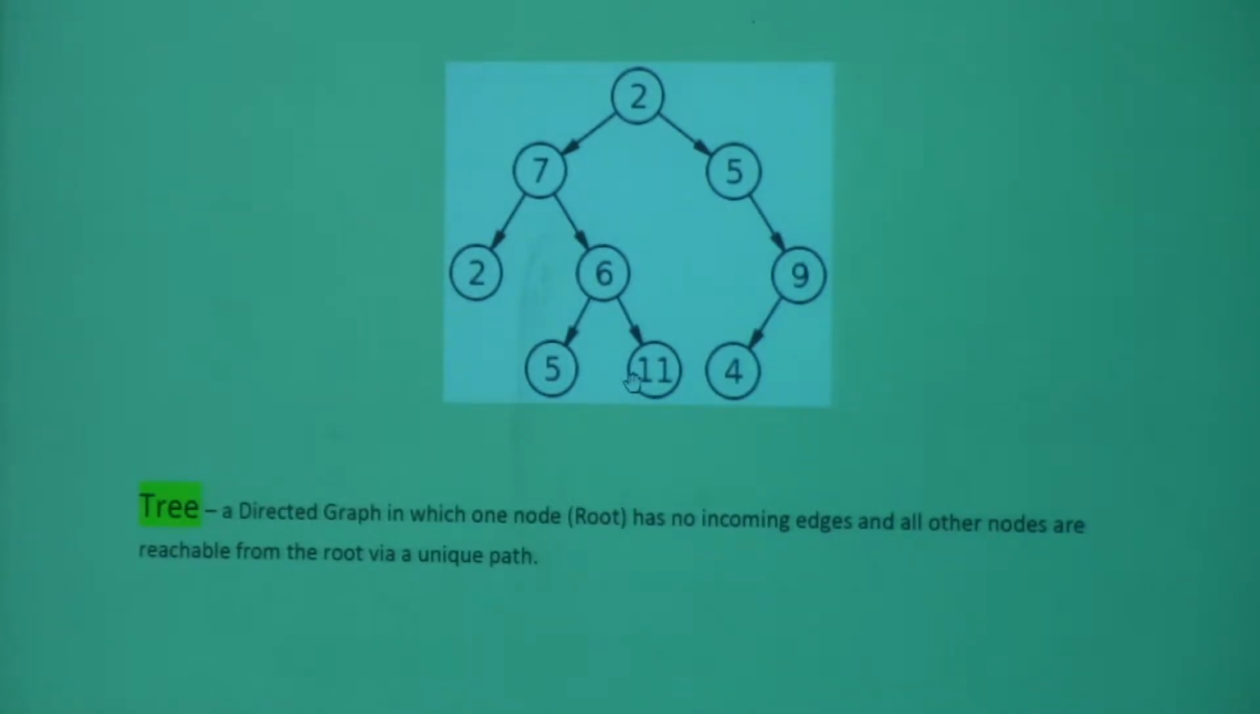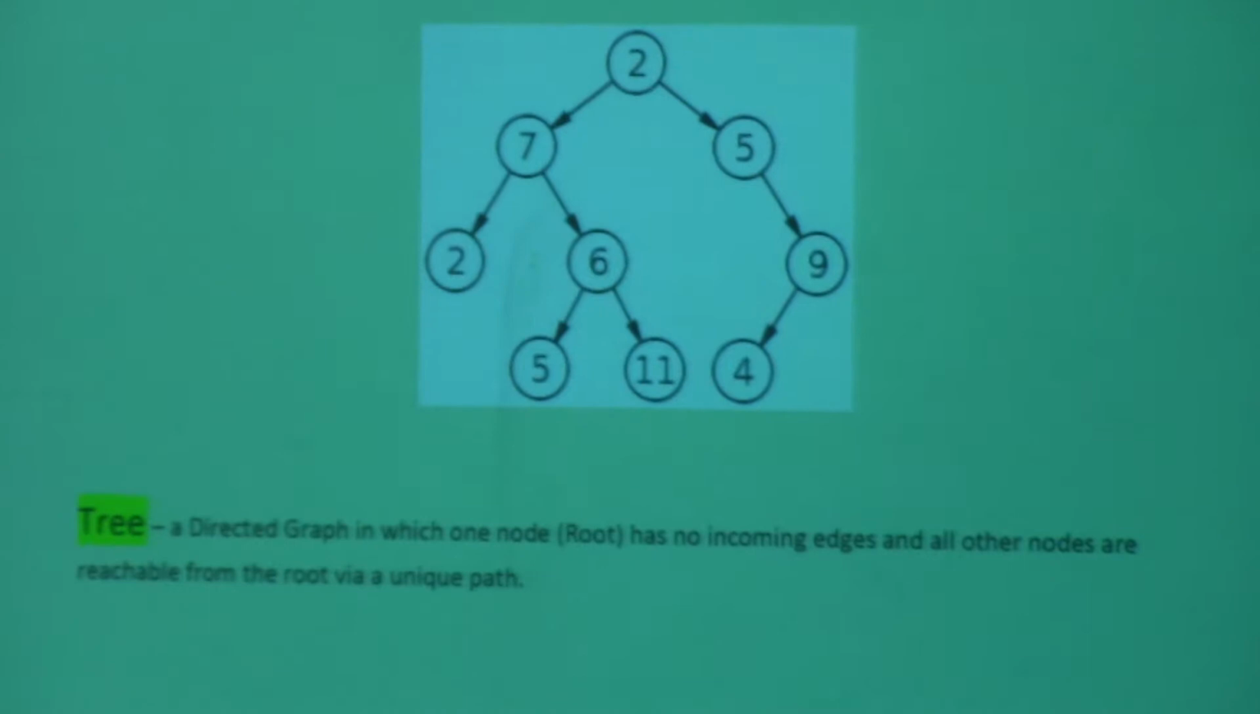Now, what is a tree? A tree is a digraph. It's a directed graph where one node, which is known as the root, has no incoming edges. There's no edges coming into the root. And all the other nodes are reachable from the root with a unique path. So notice that if I start at the root, I can get anywhere. If I start at 2, I can definitely get to 11. I have to take a left, and a right, and a right. Notice that I can go from 2 to any other node, and the path to get to that node is unique. That means there are no two ways of getting there.